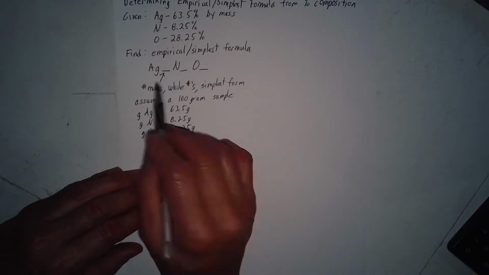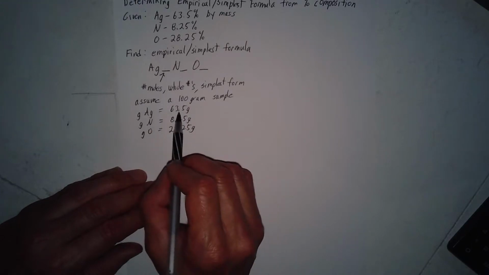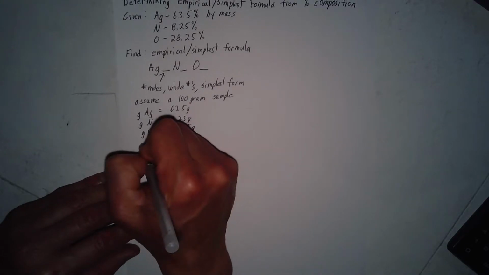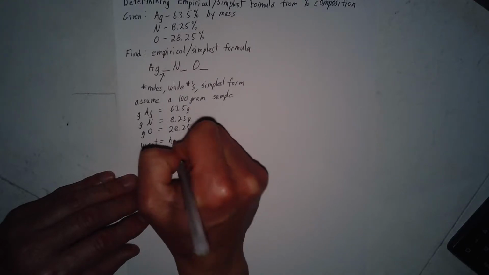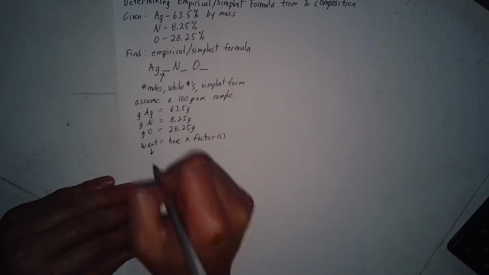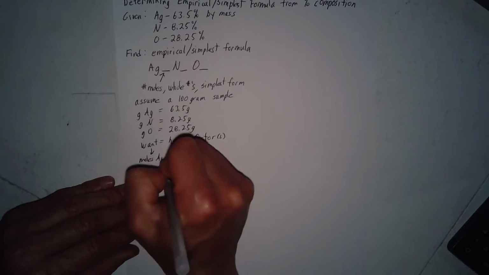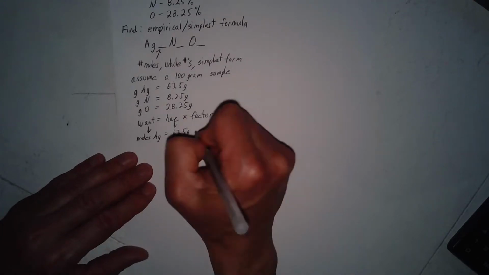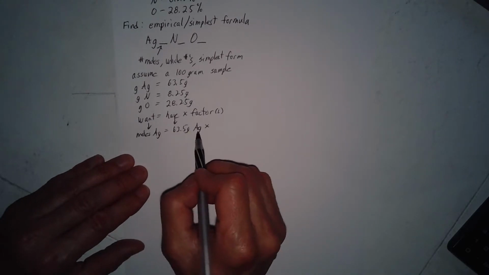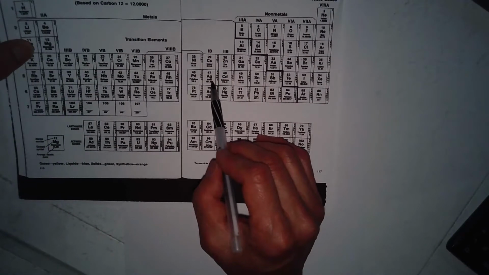Can we now put these numbers inside these blanks? No, these are grams. What do we want? We want moles. But if we know the number of grams of silver, should we be able to calculate the number of moles of silver? We sure can, using our good friend, want is equal to have times factors. For silver, what do we want? Moles of silver. What do we have? 63.5 grams of silver times, and what's the factor, or where do you get the factor that relates grams of silver to moles of silver? That comes, of course, from our periodic table right over here. Silver clocking in at 107.87 grams.